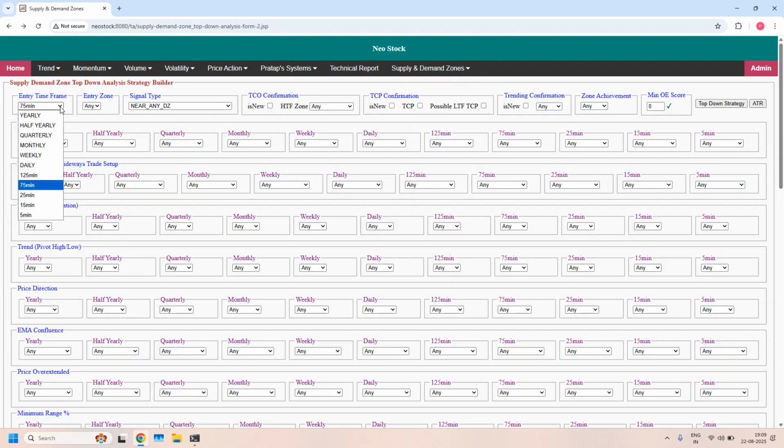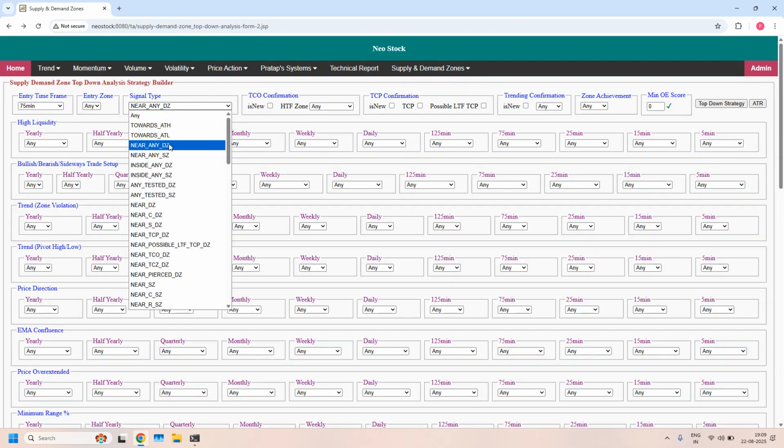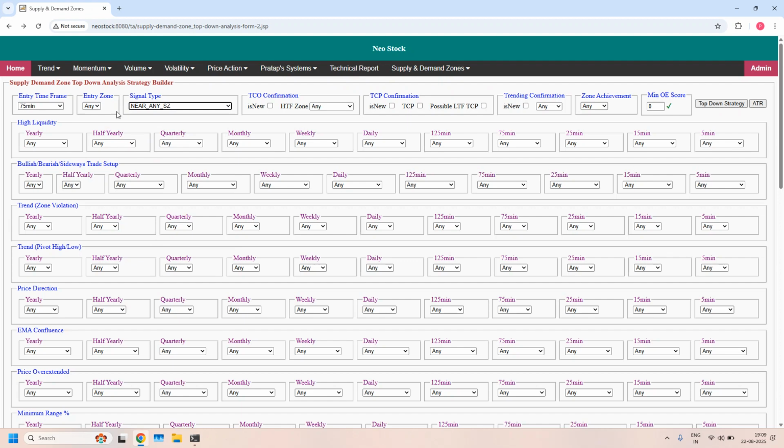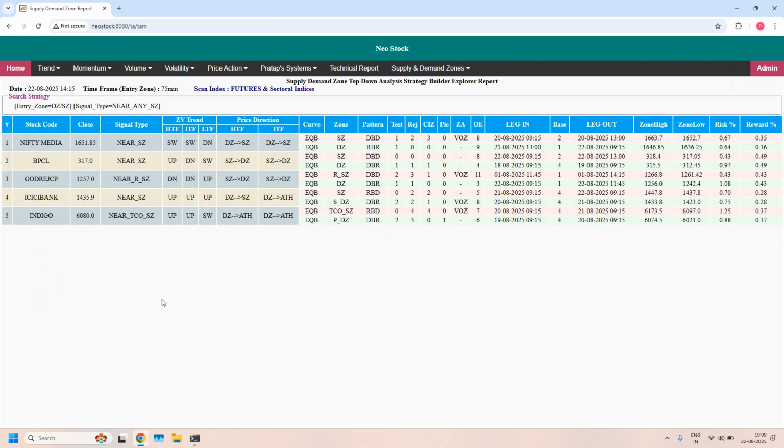Okay, next for 75 minutes time frame, stocks near to the 75 minutes supply zone, we got 5 stocks. Let us identify high liquidity 75 minute supply zones from this list. Godrej Consumer Properties is having a 75 minutes high liquidity supply zone. That's it. We got only one 75 minutes high liquidity supply zone from this list.